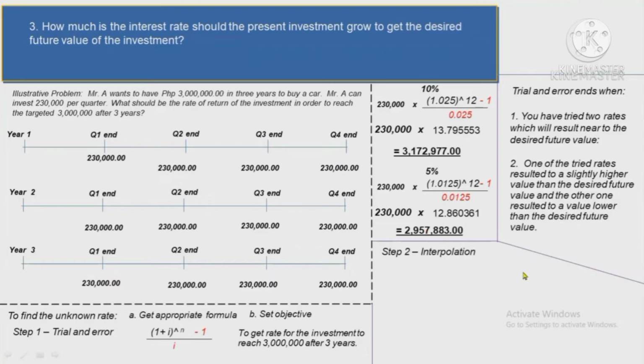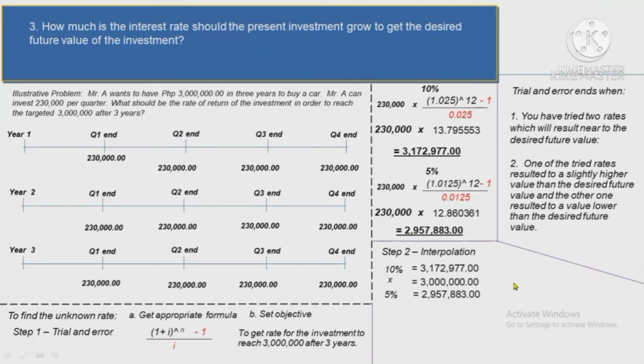Let's go to step 2, the interpolation. The first step is to organize the rates and the resulting figures. What do you mean, sir? A while ago, we tried 10% and 5%. So you put it right here, and on the opposite side the resulting values. When we tried 10%, it resulted to 3,172,977, right? And when we tried 5%, we got 2,957,883. Next, you need to put the 3 million in the middle, as well as the x representing the unknown rate. And then we find x.